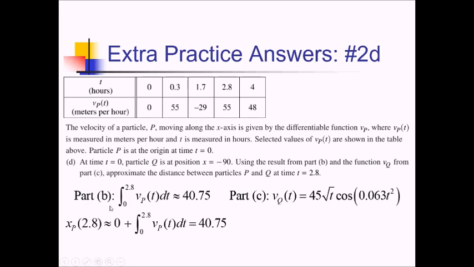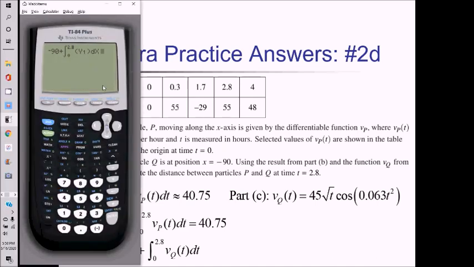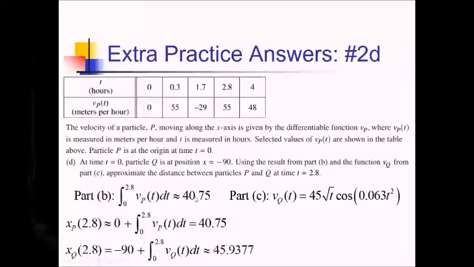Now for xq of 2.8, that's going to be our starting position of -90, plus the integral from 0 to 2.8 of vq of t dt, which I will now have to solve on the calculator. So here's what that looks like on the calculator, and that comes out to roughly, dramatic pause here. Maybe I should just stop. Nope, there it is. 45.9377, I guess, if we go to 4 decimals there.